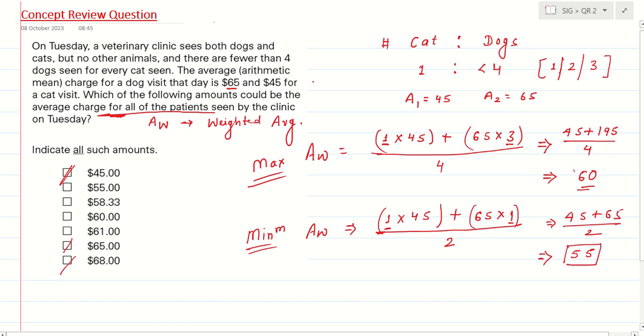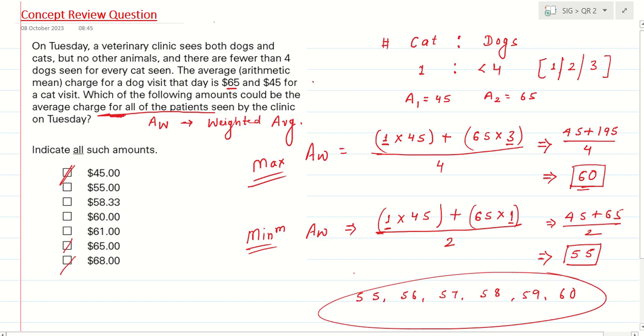And what is the maximum? 60. Whatever is in between, all are my answers. My answer must be 55 also, 56 also, 57 also, 58 also, 59 and also 60. Look at the options. 58 is my answer. 55 is also my answer. Also 60 is my answer. What about 61? No, because the maximum weighted average of the charges is 60. The minimum is 55.